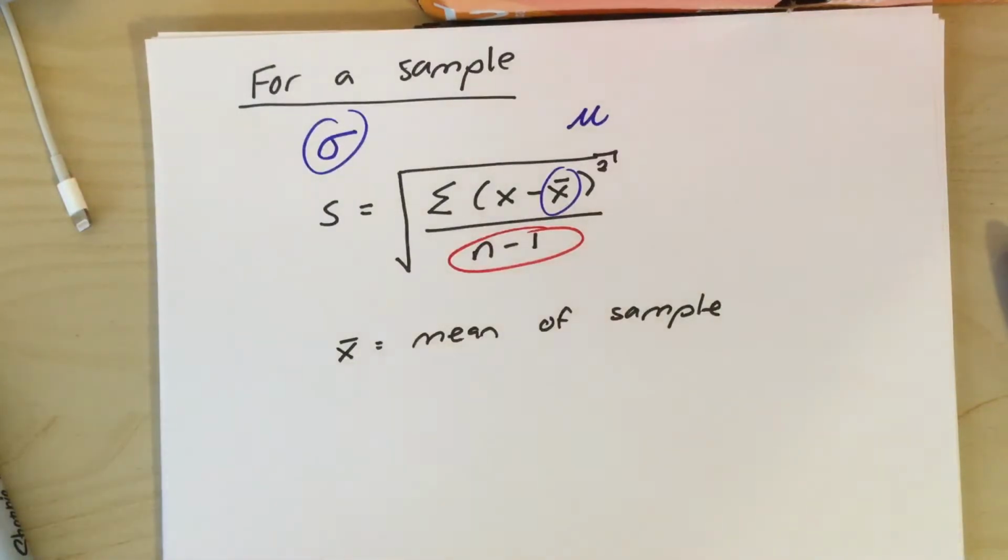And what that does is it tends to very slightly increase the number. The bigger n is, the less of an effect it has. But if your sample is pretty small, then it has a fairly major effect.